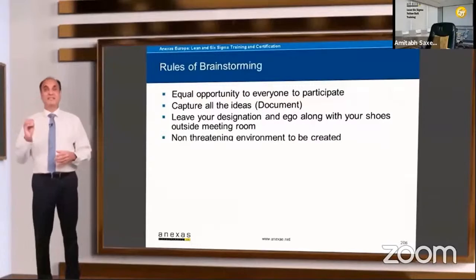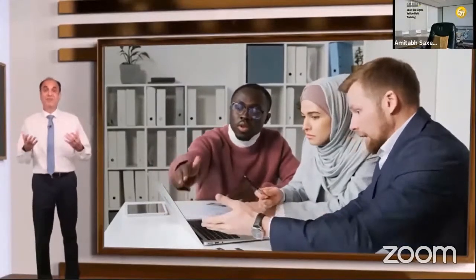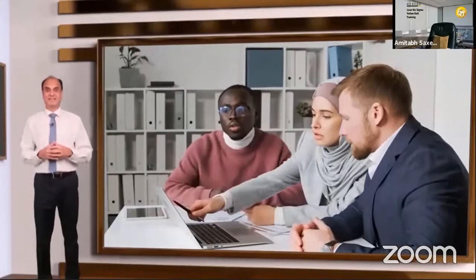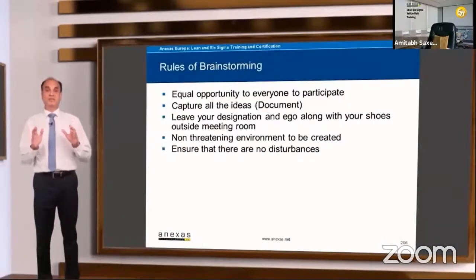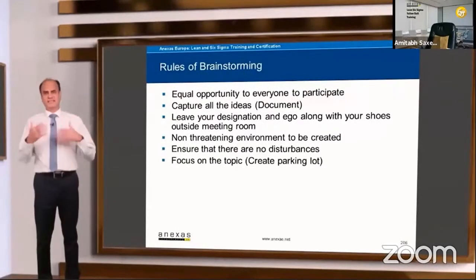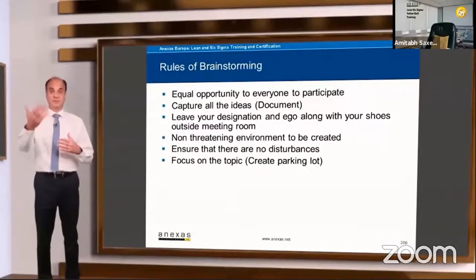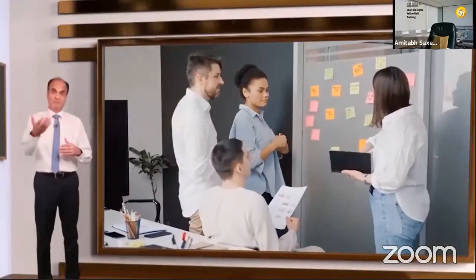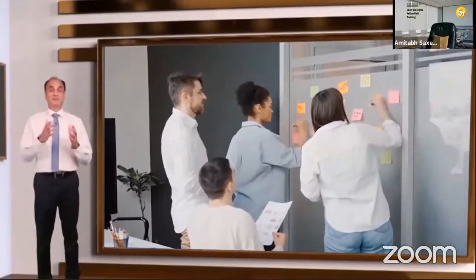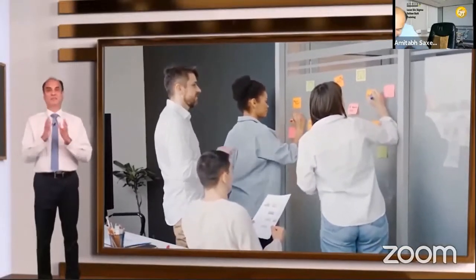There should be a non-threatening environment. When people are giving ideas, they should not be afraid of giving ideas. So you should create an environment where people are encouraged to give ideas. Also, we should ensure that wherever the brainstorming is taking place, there is no disturbance, so people are focused on brainstorming. Sometimes people might deviate from the topic. There is a tendency that some important issue crops up during the discussion. At that time, you can always create a parking lot, saying that this idea or issue is very, very important, and we can park it to be discussed after a while once we complete the brainstorming on this particular topic.